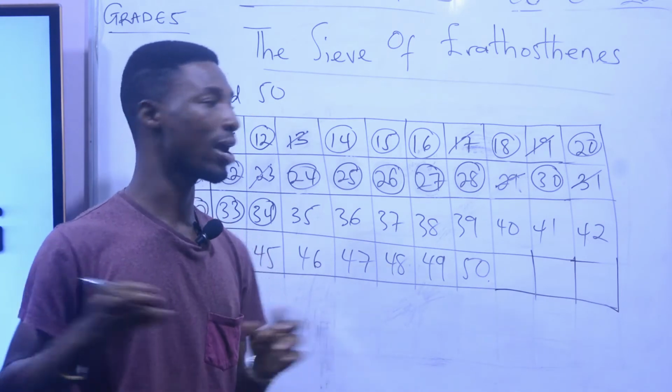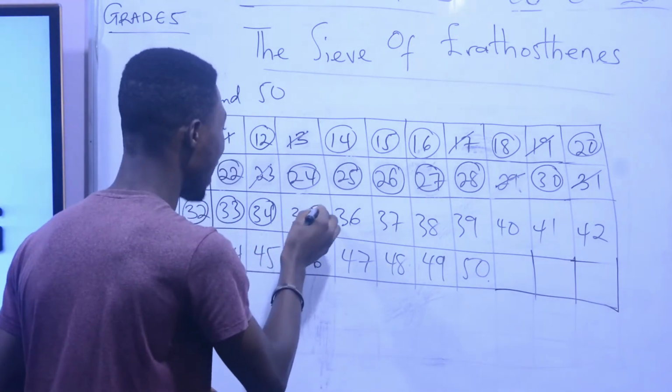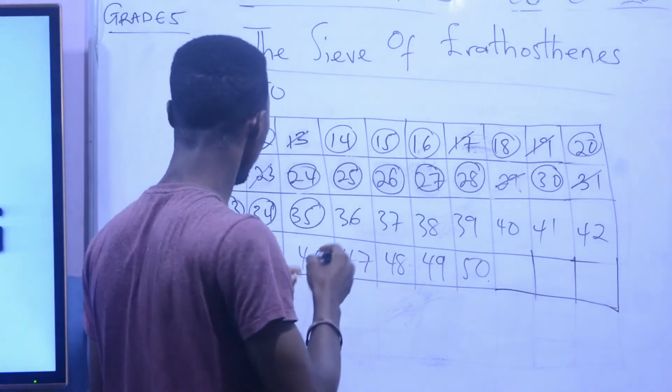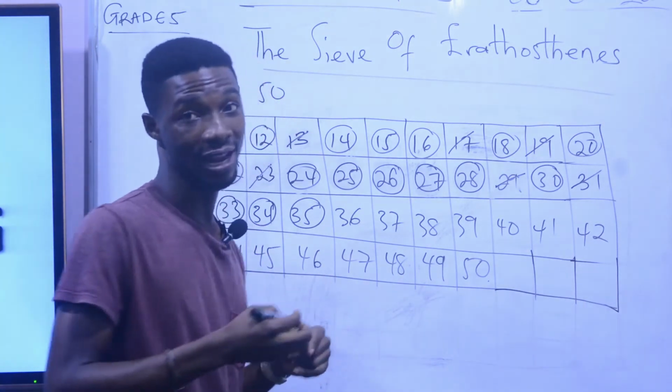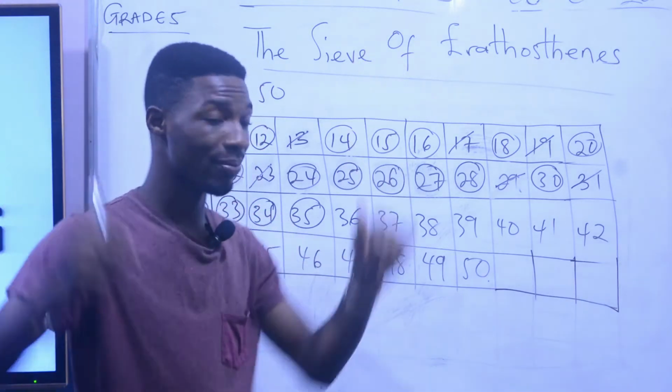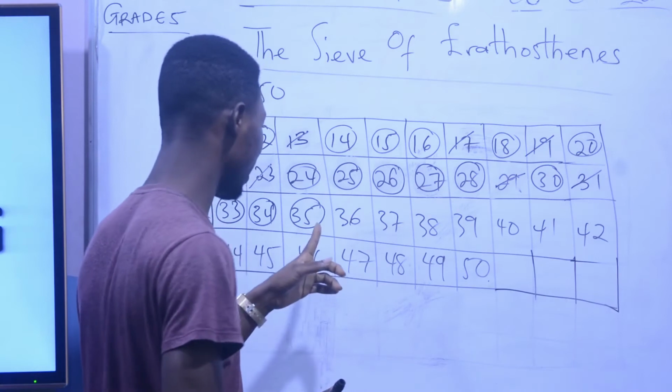It can never be a prime. So what I do is I circle it. Okay? Don't worry, we are circling a lot of numbers because the set of prime numbers really doesn't have a lot of numbers. Now 36.